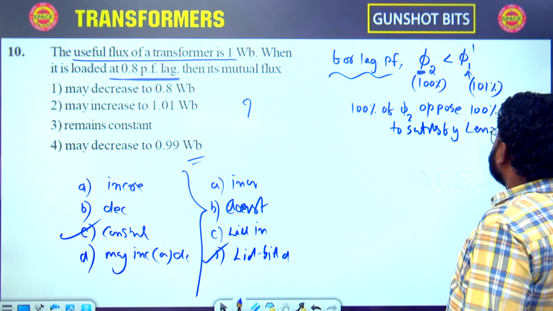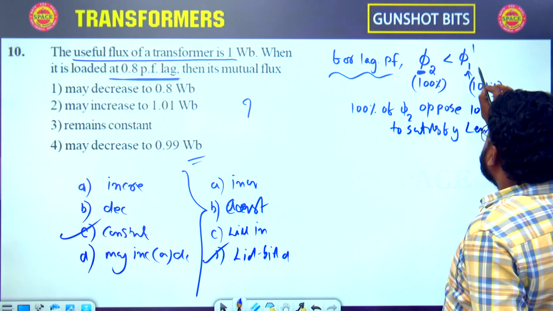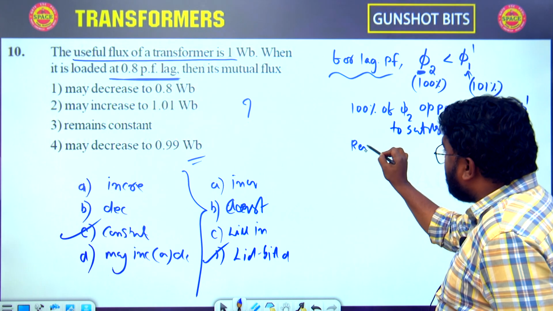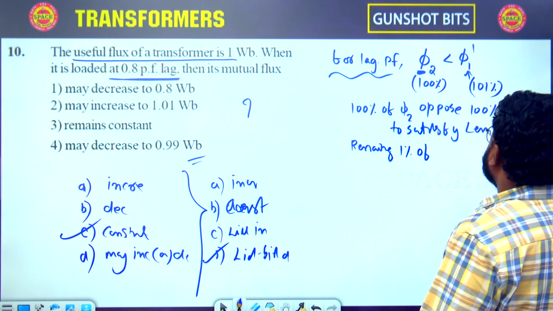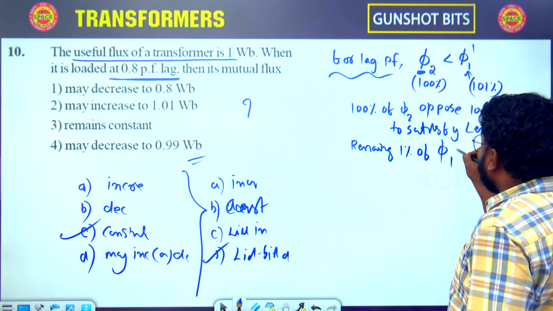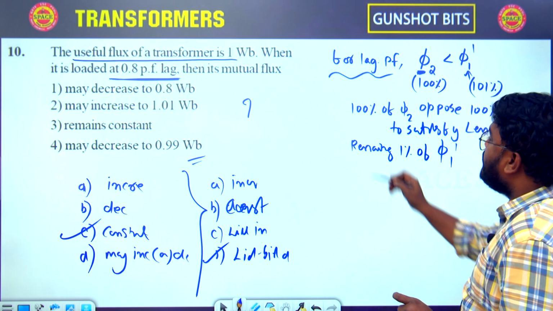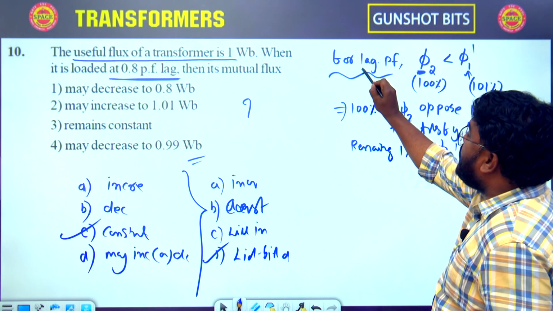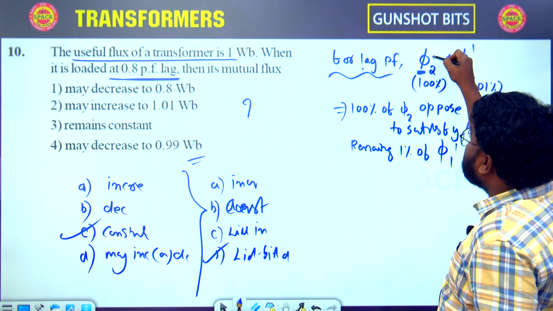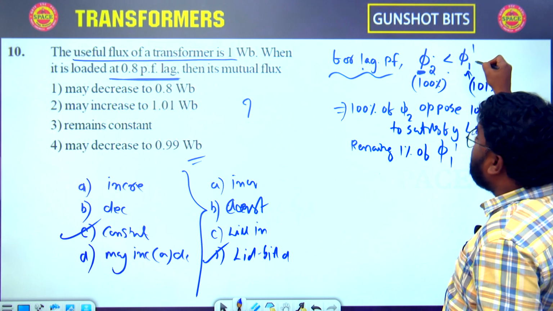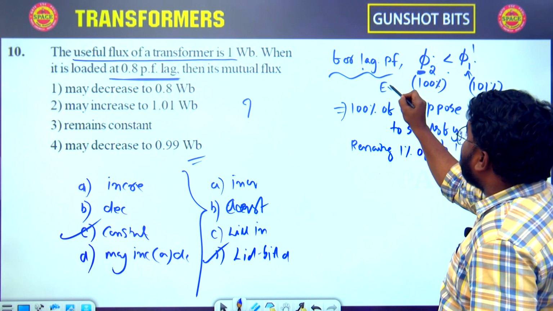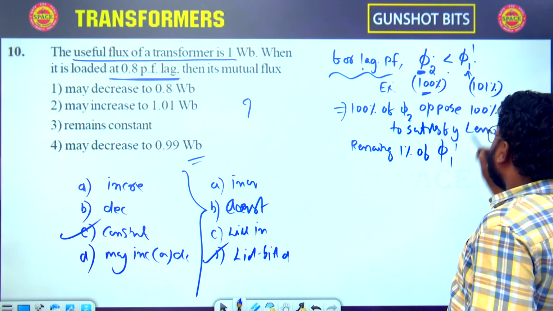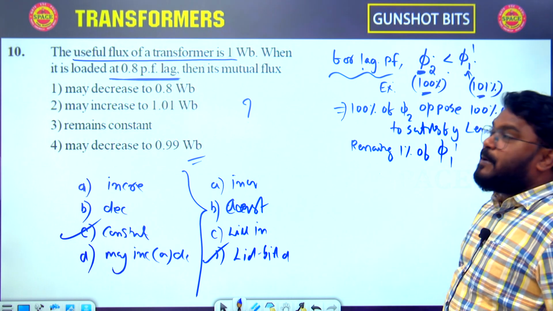So these two fluxes are equal and opposite. The remaining 1% of phi 1 dash is a very important one. Here, for a lagging power factor, the secondary flux is a little bit less as compared to the load component of the primary flux. For example, if I take phi 2 as 100%, then this one is 101%.